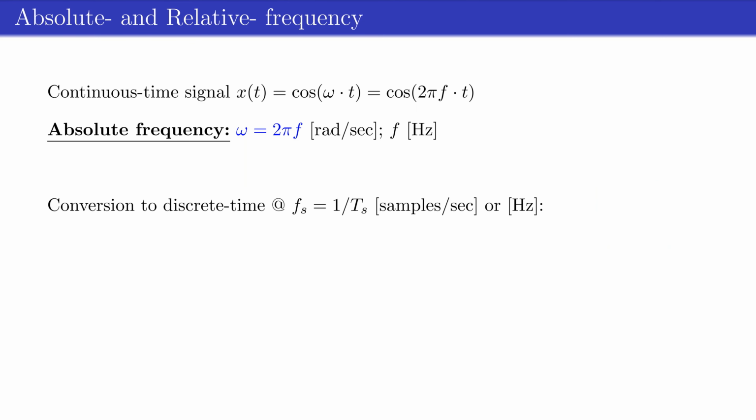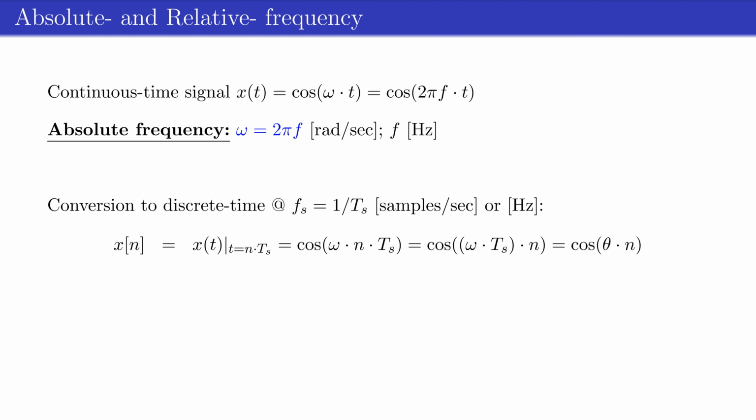Let's start again with a simple sinusoidal continuous time signal x(t), of which the absolute frequency is given by omega = 2 pi f, with omega in radians per second and frequency f in hertz. For the conversion to the discrete time domain, we use an ideal C to D converter, which runs at a sample rate of Fs = 1/Ts samples a second, or Hertz.